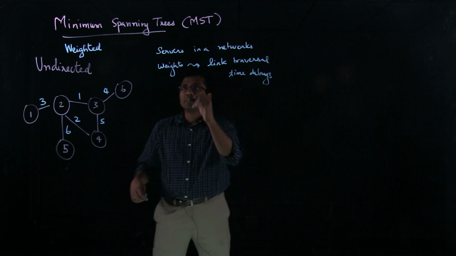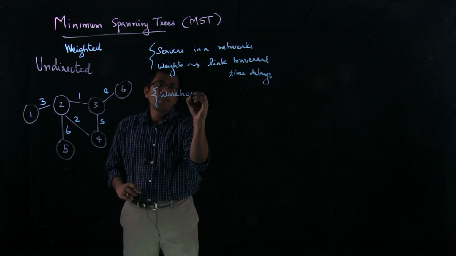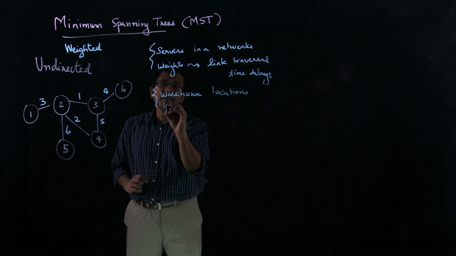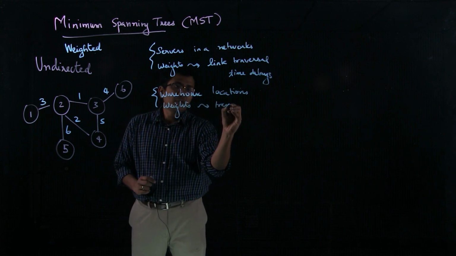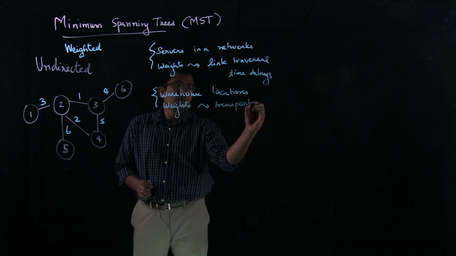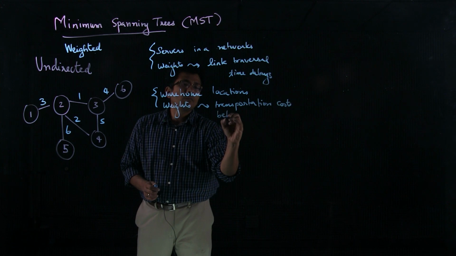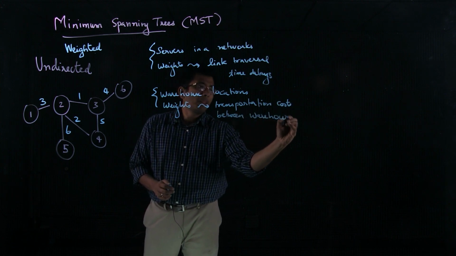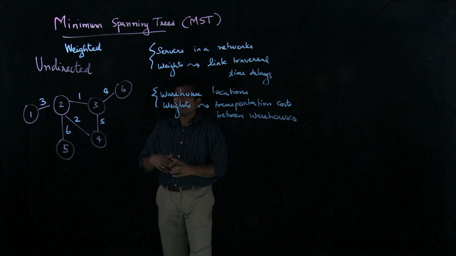And this could be an example of warehouses, and the weights could be transportation costs between warehouses. All right, so these are examples of graphs where there are weights.